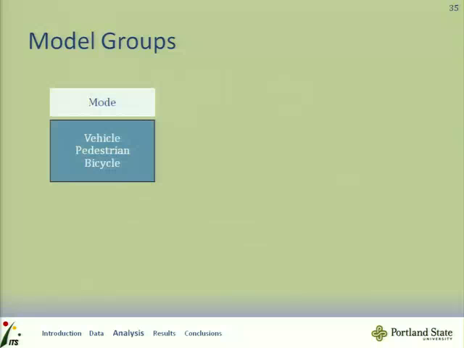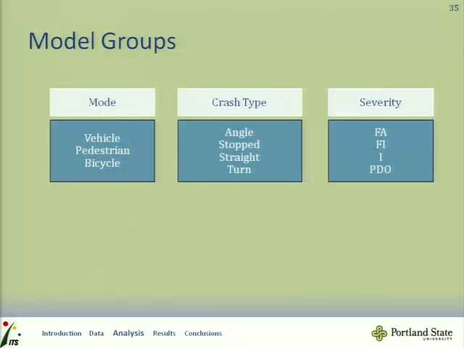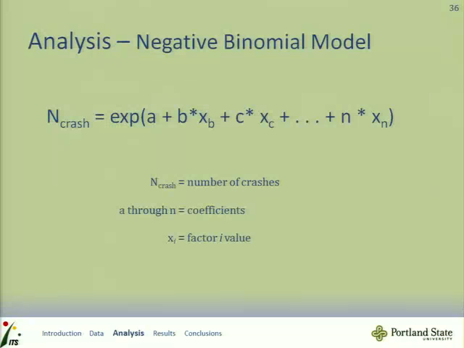I did the modeling in different groupings to do some comparison. I grouped it by modes. So as we already looked at the data, the vehicle, pedestrian, and bicycle modes. By crash type for the 4 major crash types: angle, stop, straight, and turn. And for severity, as I mentioned, fatalities alone were too few data to get a good model. So I combined fatal with injury level A, but I also looked at fatal with all injury levels, just injury, and just PDO. I did a negative binomial model.